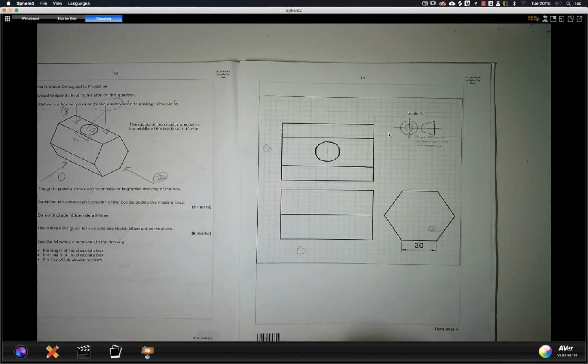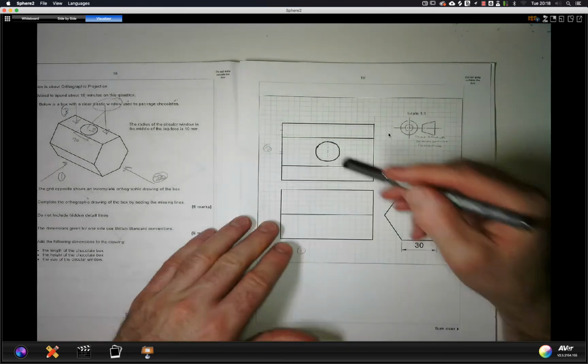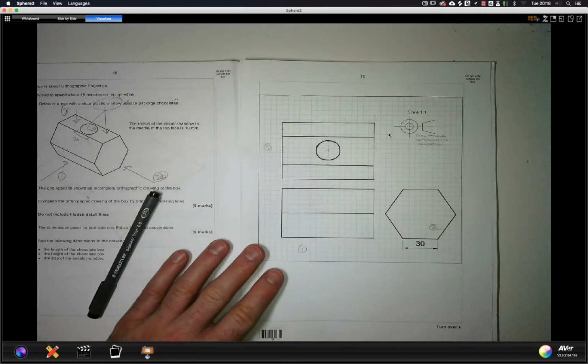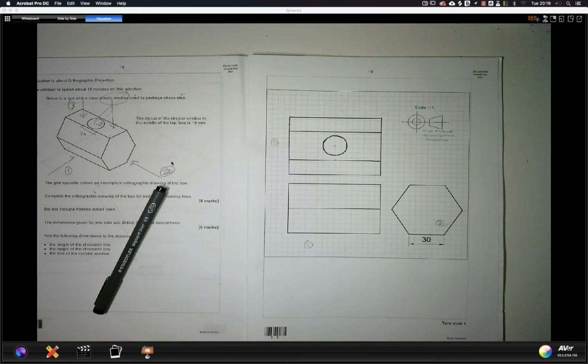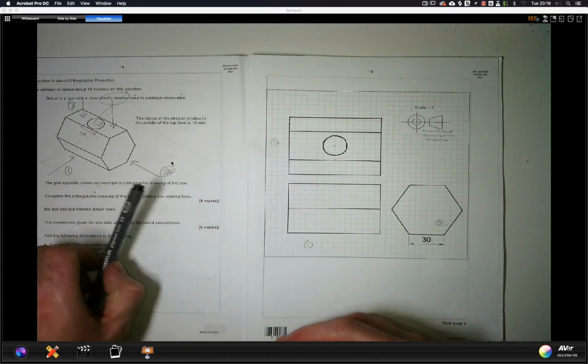Okay, that's not bad. You're getting your mark. Well, it is bad, but it's not bad. You're getting your marks for the dimension. Okay, we've got to dimension it now.